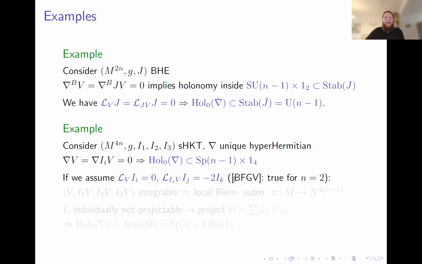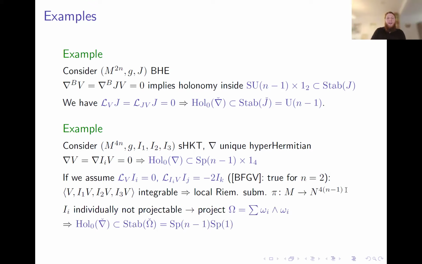And this is actually the setup for n equals 2, so for dimension 8, that is what Barberis, Fino, Gentili, and Verbitsky prove in their paper. And it turns out if you have this setup, then the distribution is integrable. It's a bit more than just integrability, but that is at least a consequence. So because we have integrability, we know that the theorem applies, so there has to be a locally defined Riemannian submersion of codimension 4.